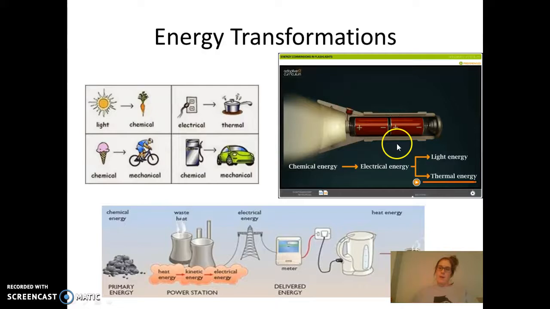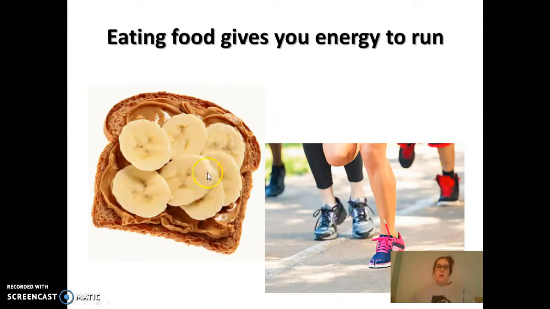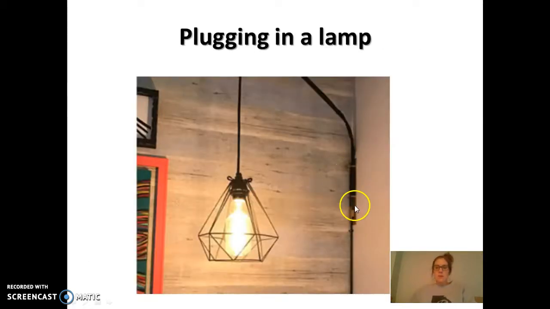If you look at the flashlight up here, you know that batteries have chemical energy, which they turn into electrical energy, and then the light bulb takes the electrical energy from the battery and turns it into light. And of course, when you have light, you're going to also have heat. Okay, your food has chemical energy, and then that is transformed into mechanical energy, and definitely some thermal energy, and some other types of energy that are going on in your body. Plugging in a lamp gets its energy from the outlet from electricity, so that would be electrical to light and thermal.